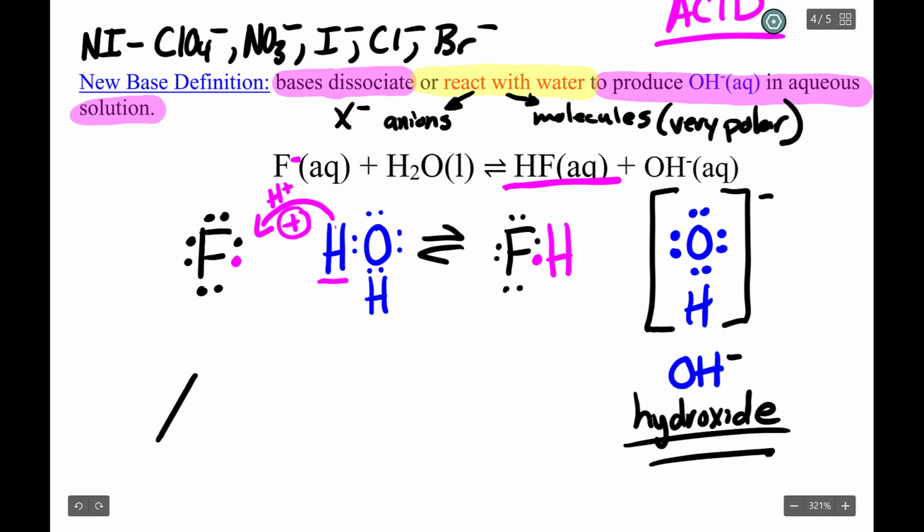Bases are essentially going to be negatively charged anions with only a few exceptions, such as these ones up here. And there are some anions which can actually act as an acid if it has a hydrogen associated with it. Again, we're going to get to that a little bit later. I don't want to get too far ahead of myself.